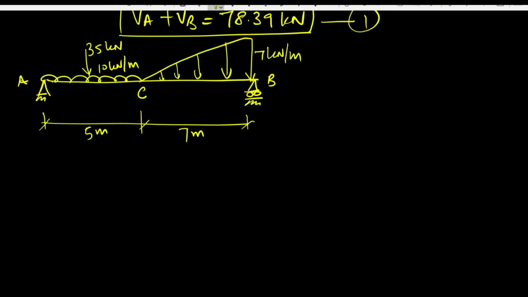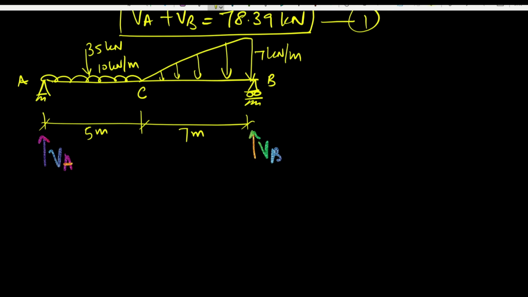So I can draw the reactions here itself because we have only vertical loads. So I'll get two reactions, VA and VB. These are the two reactions, and let us use the equations of equilibrium first of all.